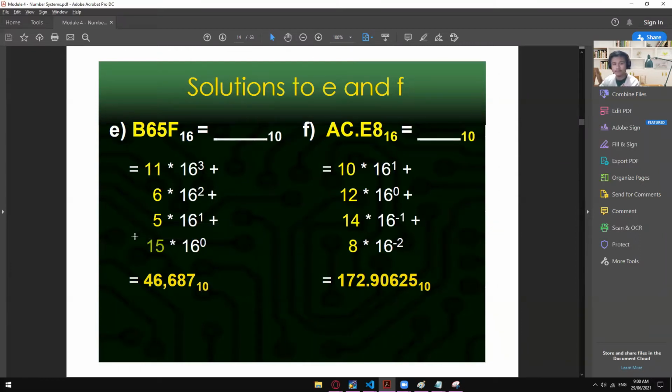And the same with letters, so it's ascending: A, B, C, D, E, F. That's the pattern you can remember or memorize when it comes to hexadecimal. So B is 11, 6 is still 6, 5 is still 5, and F is 15. Our multiplier is 16 since that's the base of our number system. Starting from F, it's raised to 0, up to the last character. Then just add everything, and you will get 46,687.